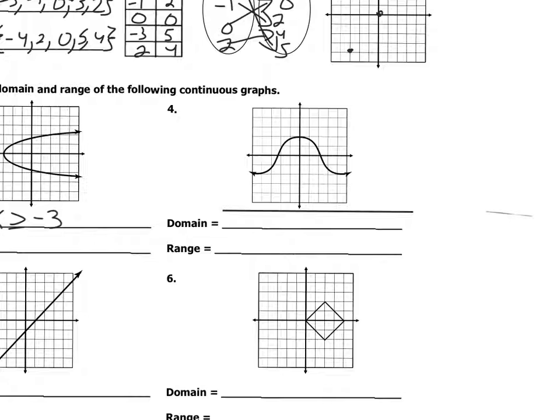So for domain, we're going to go left to right. I'll get my lightsaber again. So if I have my lightsaber here going from left to right, it looks like our domain is going to be all reals. So that would be your domain for this function here.